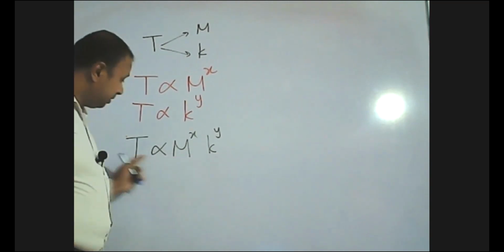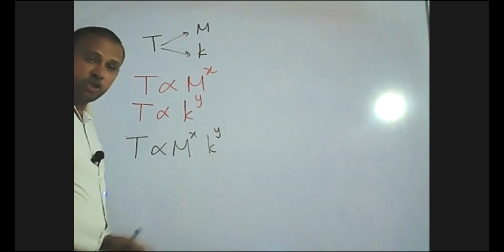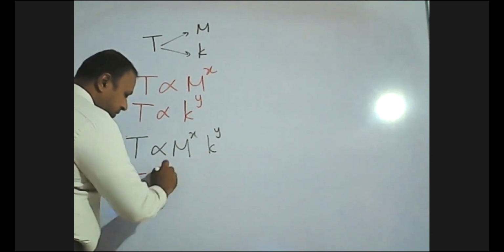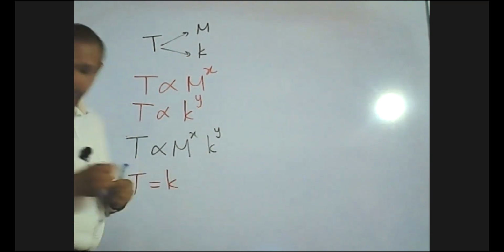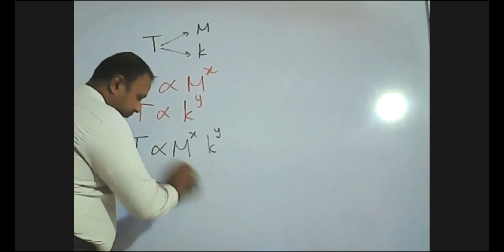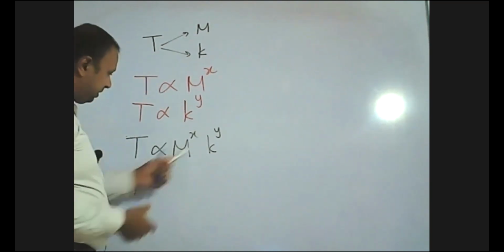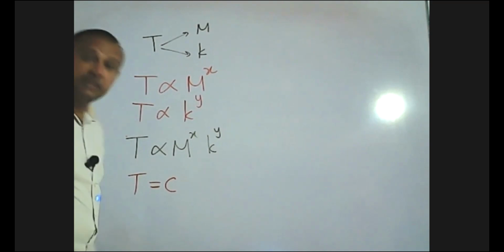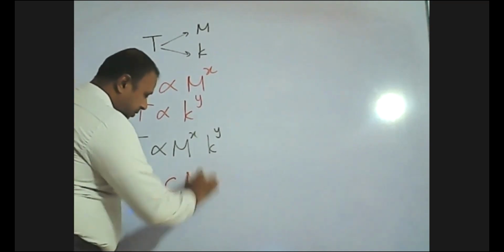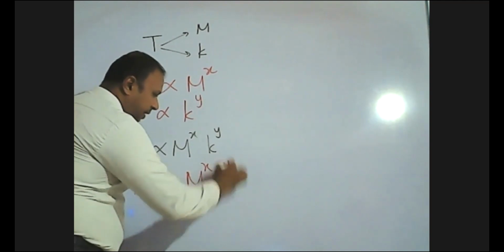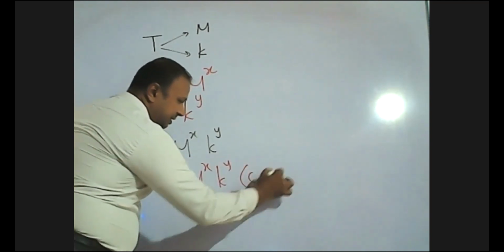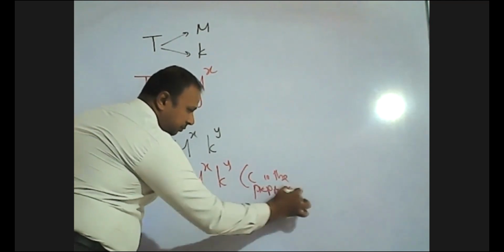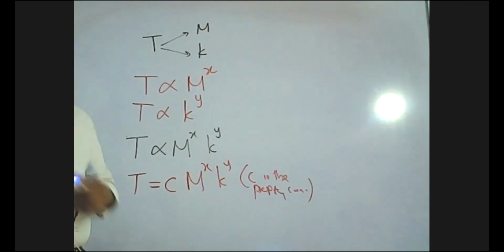Using this relationship, I can convert it into an equation. As this is a directly proportional relationship, I can replace the proportionality symbol with an equal sign and a constant. Don't use K because K is already used here. I will use C as the proportionality constant. T equals C M to the power X, K to the power Y. C is the proportionality constant.